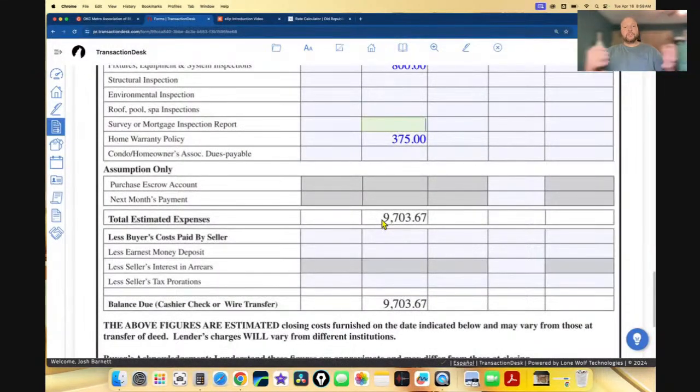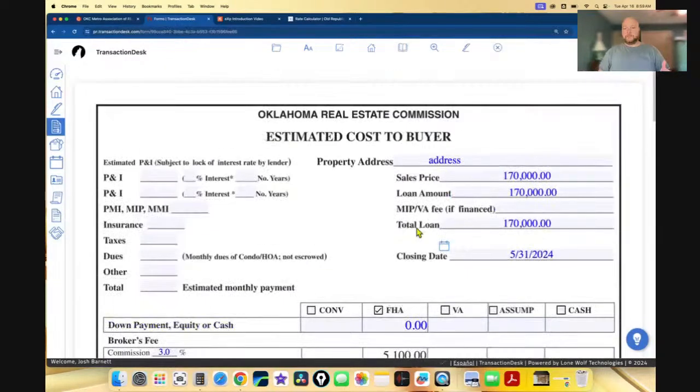So that brings our total USDA closing cost to $9,703.67. Let's say the buyer offers half of that up above the sales price. So they offered, let's say the home was for sale for $167,500. So they're getting half of those closing costs paid for. $167,500 minus $170,000.